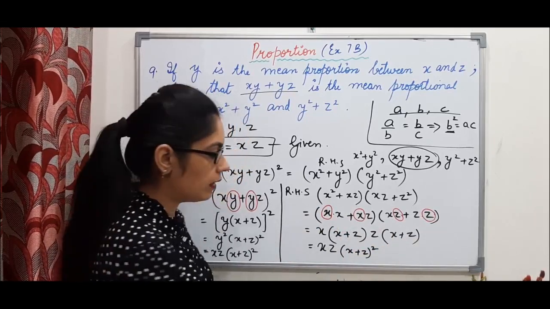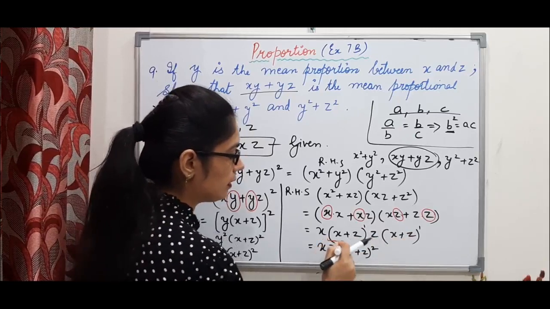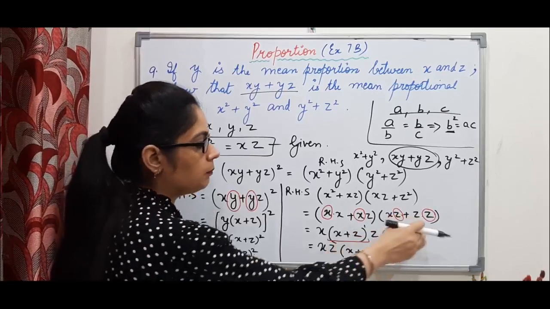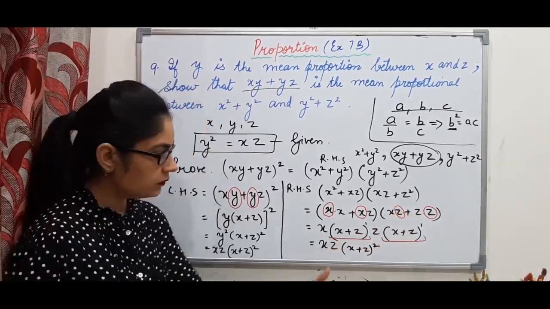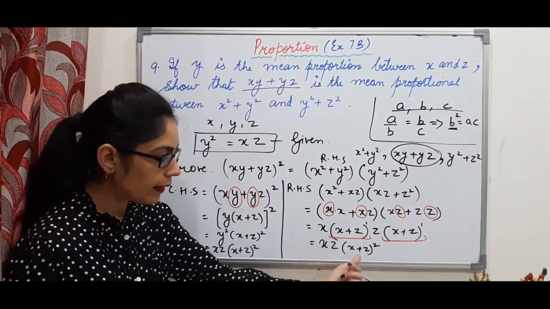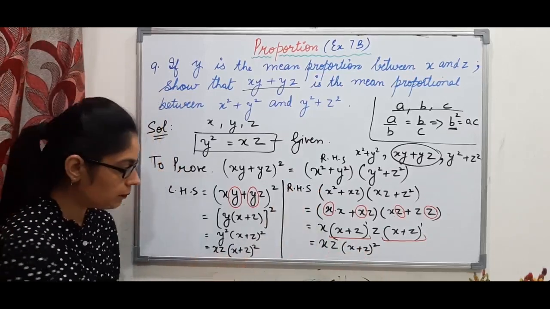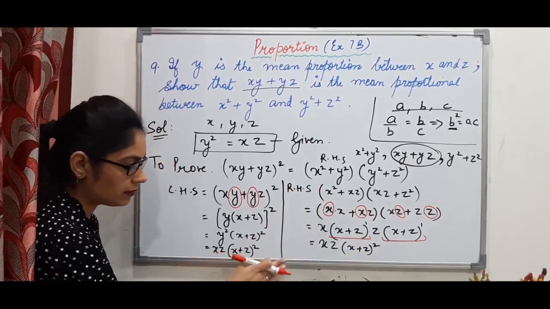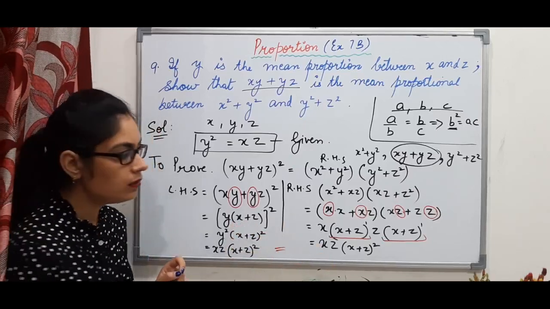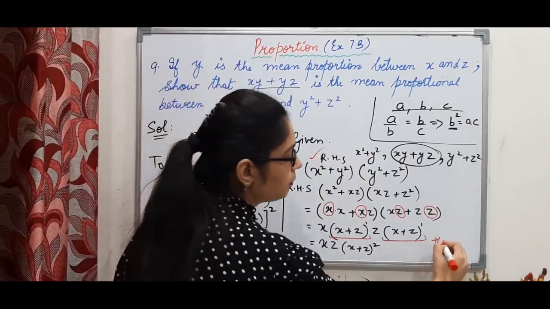And moreover, we have learnt in exponents also that if bases are same and they are getting multiplied, we can add the powers. So 1 plus 1, 2. So now we can see that this side we got xz into x plus z whole square. This is my right hand side. My left hand side also, what I proved, xz into x plus z whole square. See, my left hand side is equal to right hand side. So this is what we have to prove, that this is equal to this. So hence proved.